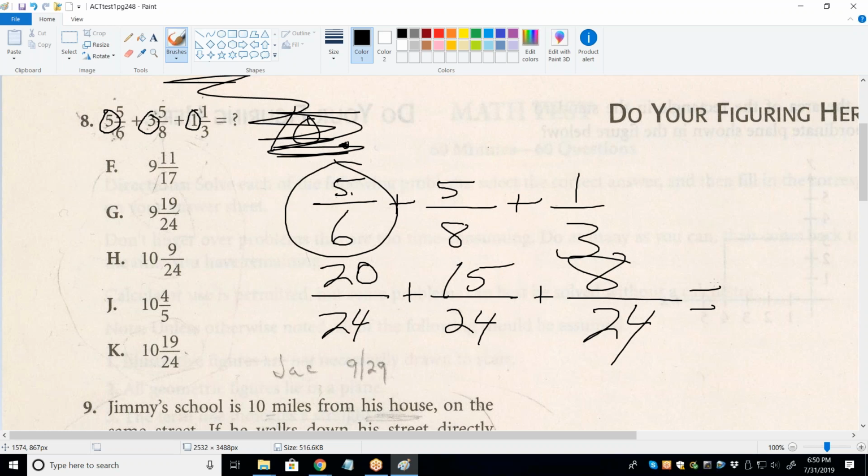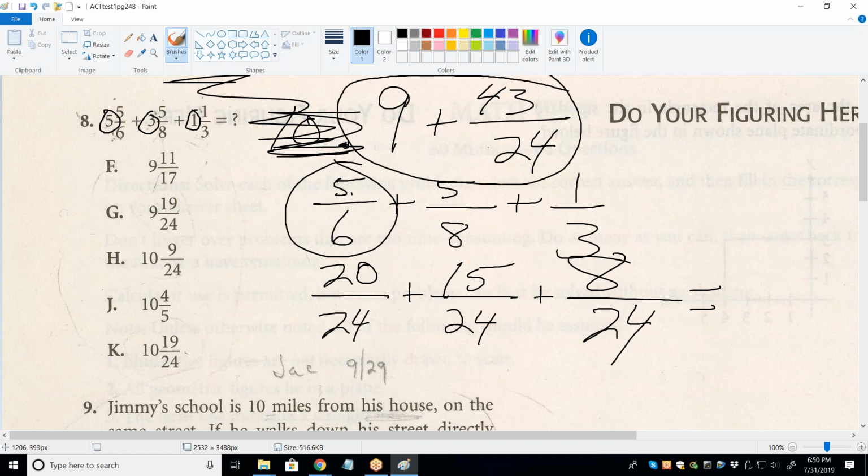That's correct. So how many total 24ths do we have? Now that we have a common denominator, we can add all the numerators up. Yeah, 43 24ths. And let's not forget the 9. In other words, we set aside the 9 because we knew we could always retrieve it. And the problem is simpler if we deal with just the fractions. So that's our answer, but that's not on there. So what's the answer?